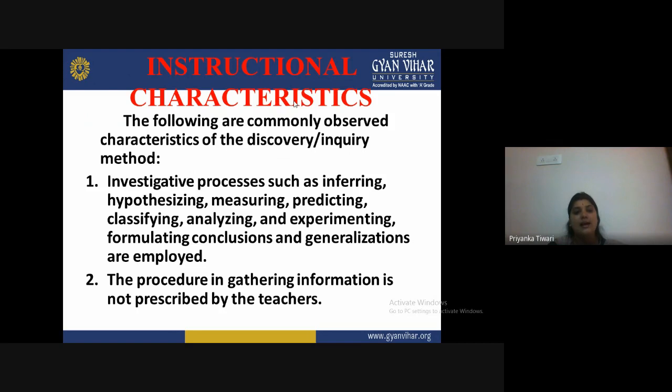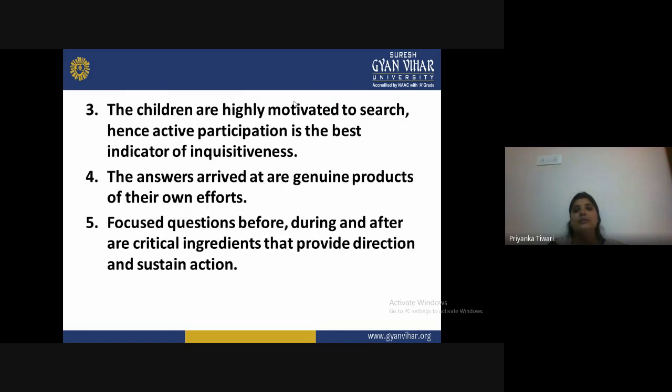The process of gathering information is not prescribed by the teachers. The children are highly motivated to search, hence active participation is the best indicator of inquisitiveness. The answers arrived at are genuine and products of their own efforts. Focus questions before, during, and after are a critical ingredient that provide direction and sustain action.